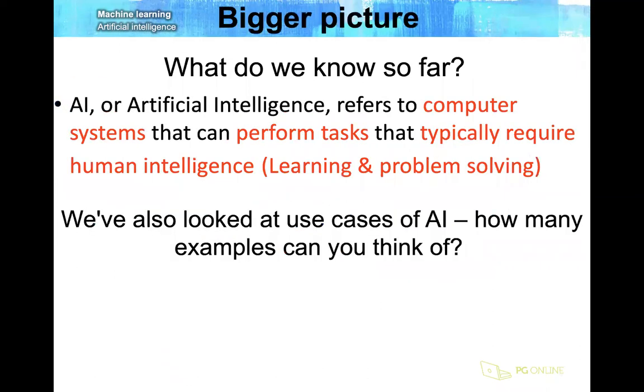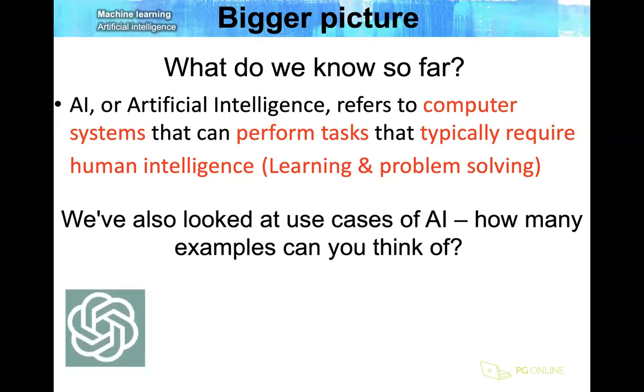So what do we know so far? Last lesson, we covered artificial intelligence. AI, or artificial intelligence, refers to computer systems that can perform tasks that typically require human intelligence. These include learning and problem solving. We did emphasize learning and problem solving last lesson, but there were also a few others. We've also looked at many use cases of AI. So I'll give you a minute. Just think about it. I have already given you some, but just think about it and then we'll go through it. So just pause your screen and we'll go through it.